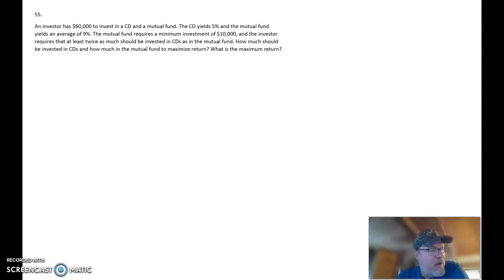So this problem number 55 on page 283 says an investor has $60,000 to invest in a CD and a mutual fund. The CD yields 5%, that's 0.05, and the mutual fund yields an average of 9%, 0.09. The mutual fund requires a minimum investment of $10,000, and the investor requires that at least twice as much should be invested in CDs as in the mutual fund. How much should be invested in CDs and how much in the mutual fund to maximize return? What is the maximum return?